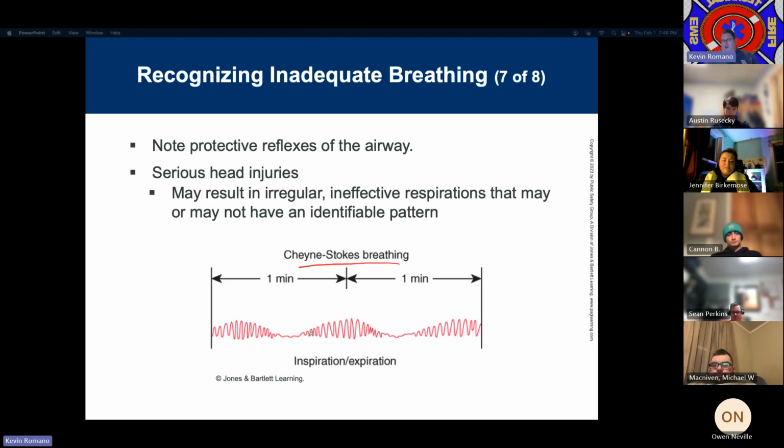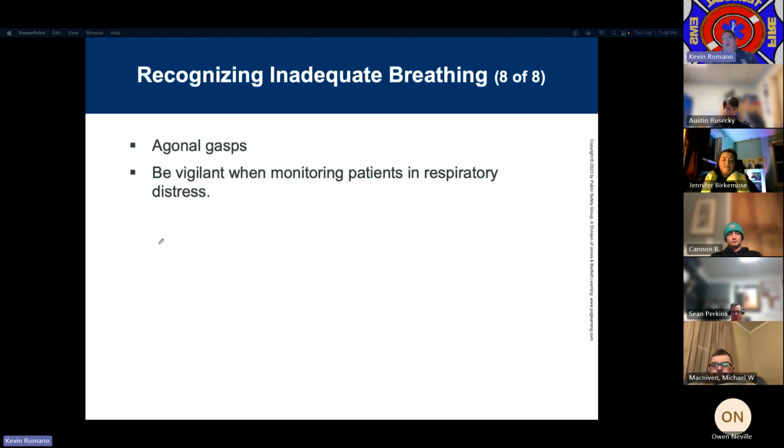So you see inspiration and expiration here. So you may see this type of breathing pattern. Others look for agonal gasps. So be vigilant when monitoring patients in respiratory distress. Right.